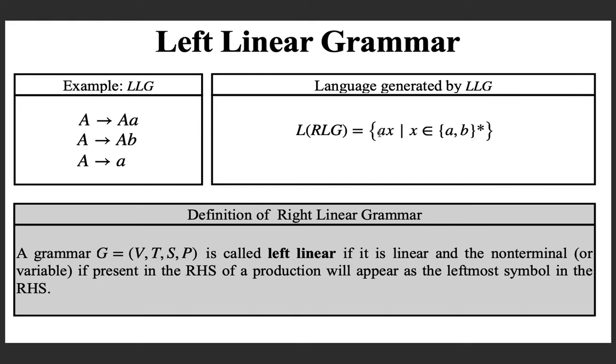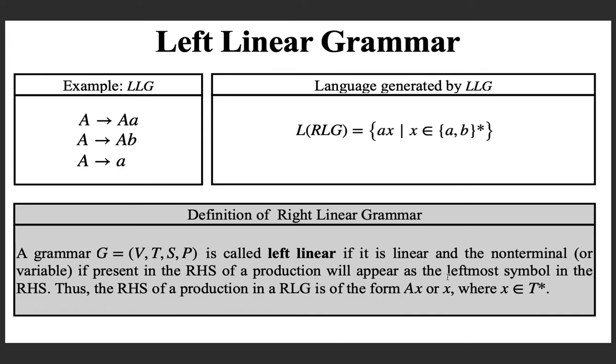if it is linear and the non-terminal or variable present on the RHS of a production will appear as the leftmost symbol in the RHS. Okay, that is a left linear grammar. So the form of the RHS is like this: it is a variable followed by a terminal string, or just a terminal string. Okay, that's the left linear grammar.